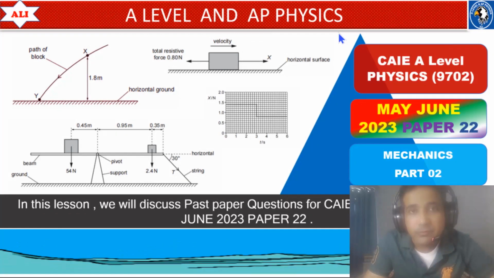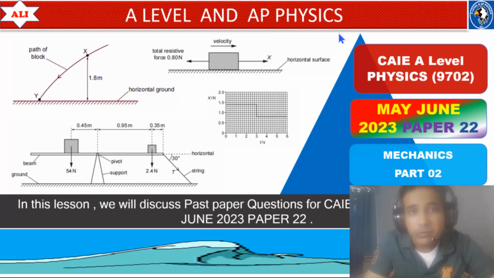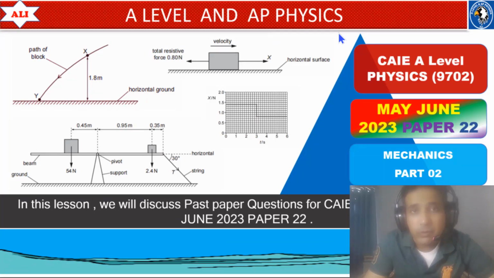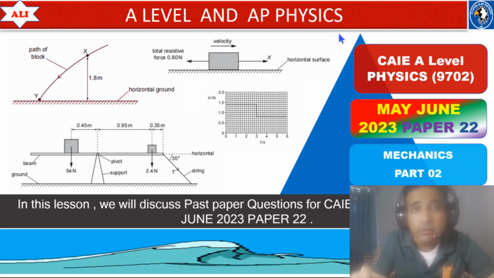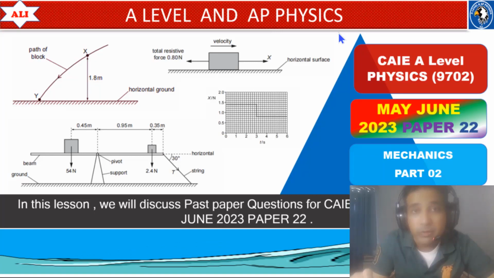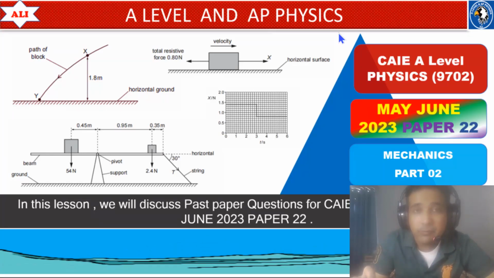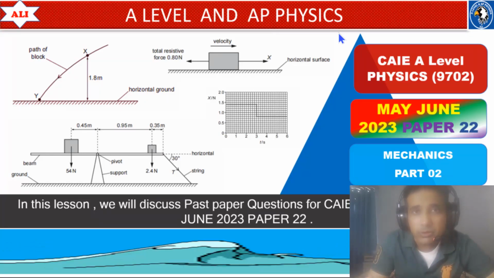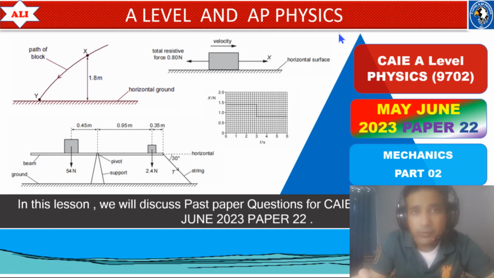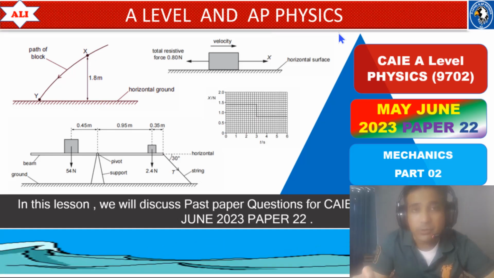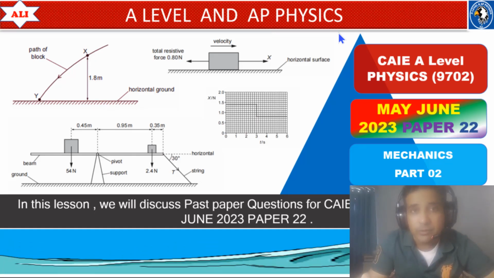In today's lesson, we will discuss past paper questions from May June 2023, Paper 2, Variant 2. In this lesson, we will try to cover all the remaining questions about mechanics from this paper. And we will discuss these questions in detail so you can improve your conceptual understanding of AS physics, and also have a better understanding of these questions.